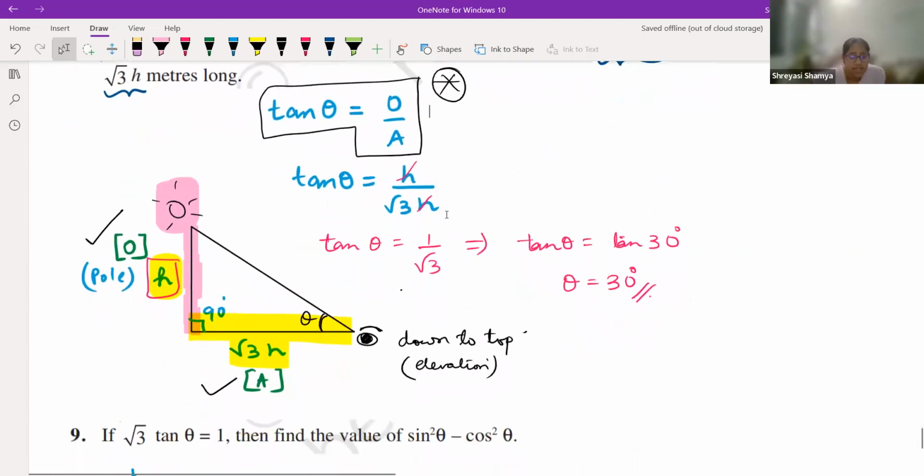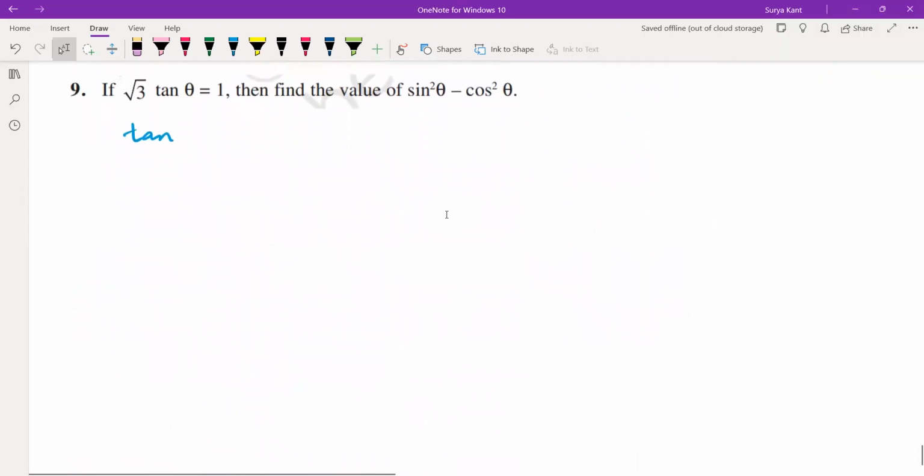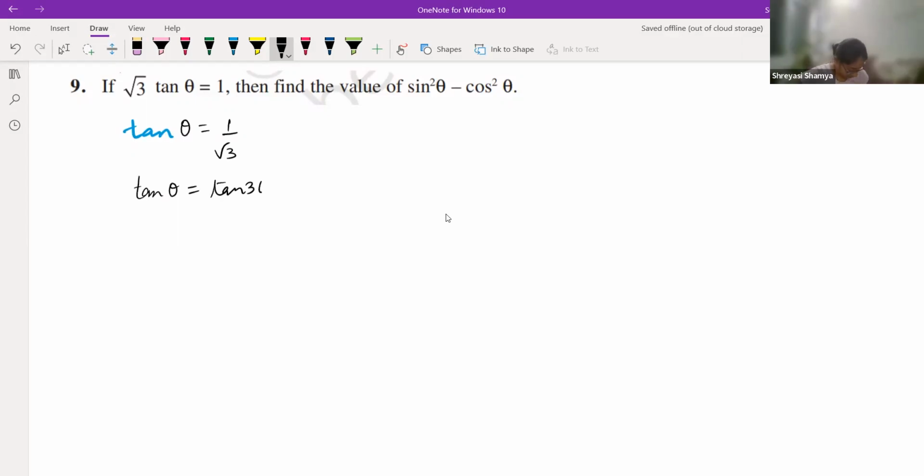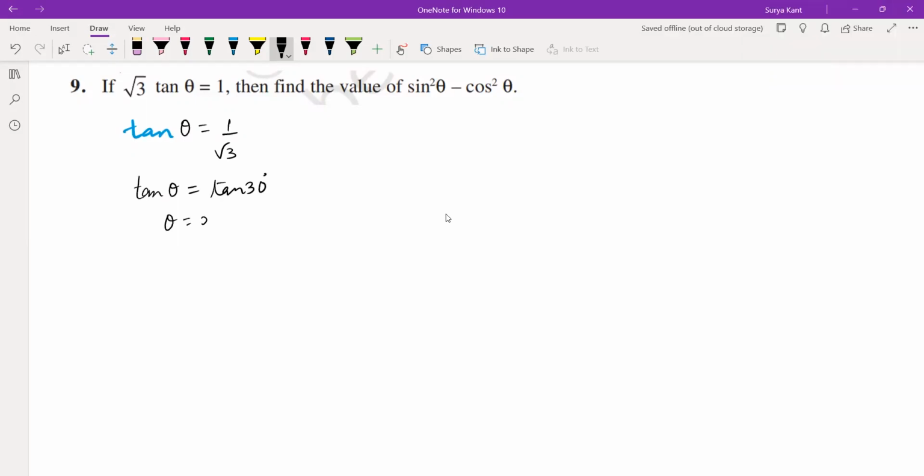Sir, I solved the next question. Yeah, solving the next question: tan theta is equal to 1 by root 3, right? So here we get theta is equal to what? 30 degrees. Theta is equal to 30 degrees.